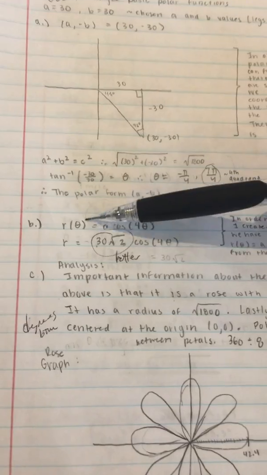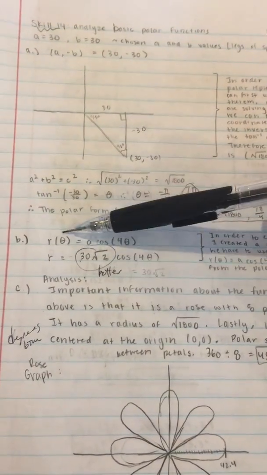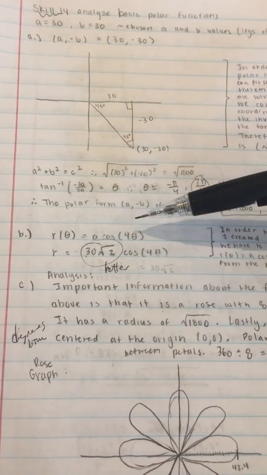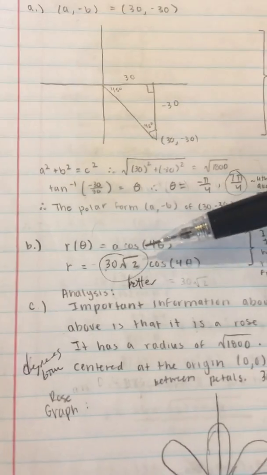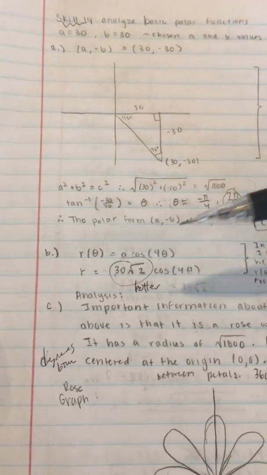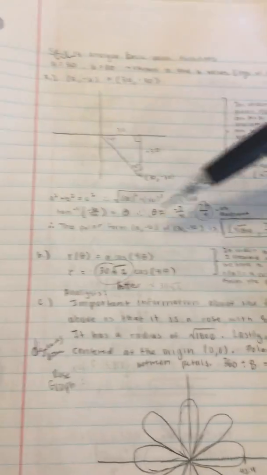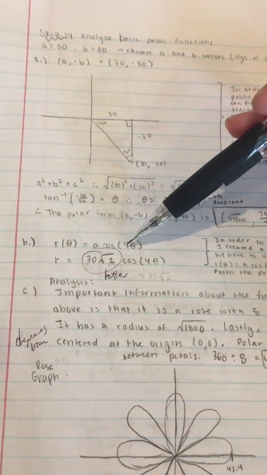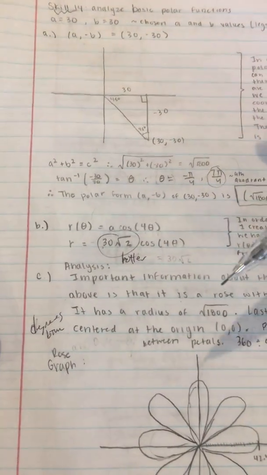So this is the formula that you would use to create a rose function, which is r of theta equals a times the cosine of x theta, and x could be any value that you want. The thing is that if you have an odd value here, that's the number of petals you would have. So if I had 3 theta in this parentheses, I would have 3 petals. However, if it's an even number, you have to double the amount of petals.